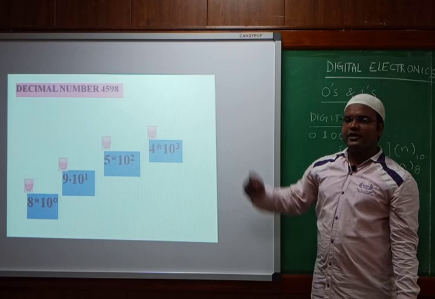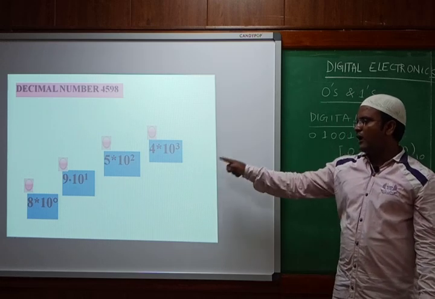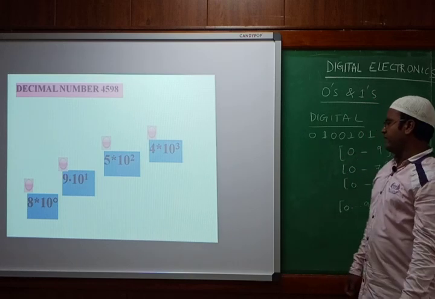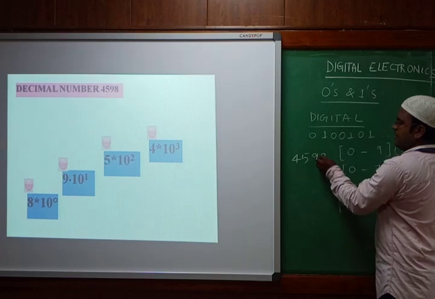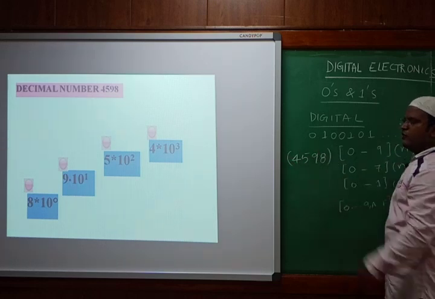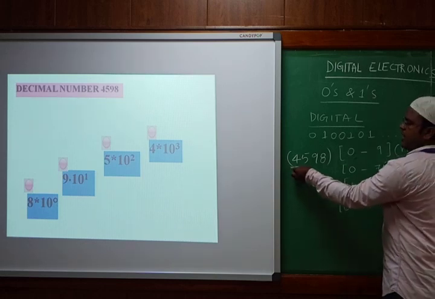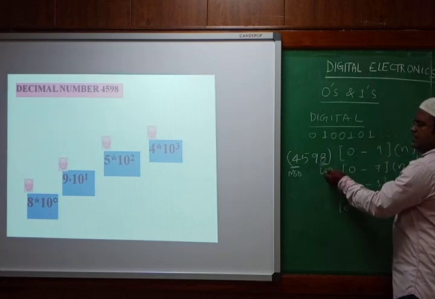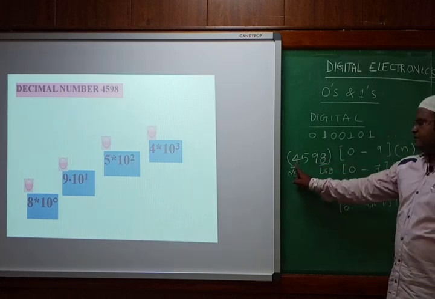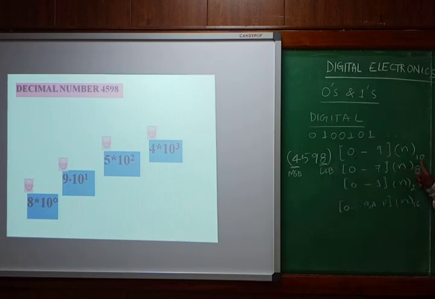Next, I am taking one example, 4598. I want to write that decimal number in a specific format. The number I am taking is 4598, and I want to convert it into decimal form. For that, this is called the MSB, most significant bit, and this is the LSB, least significant bit. The number format here is N with the base 10.